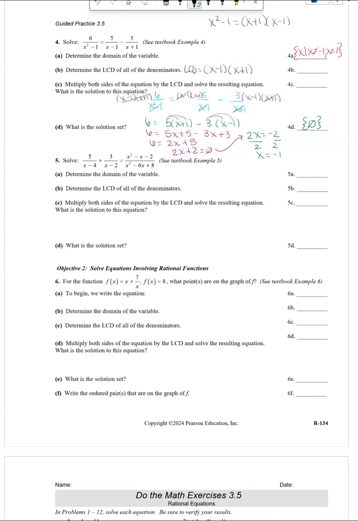Okay? Because our one proposed solution is not a good answer. So there's no answer. So it's the empty set.